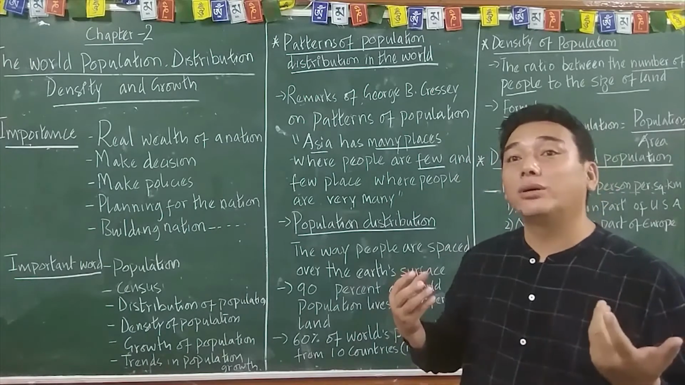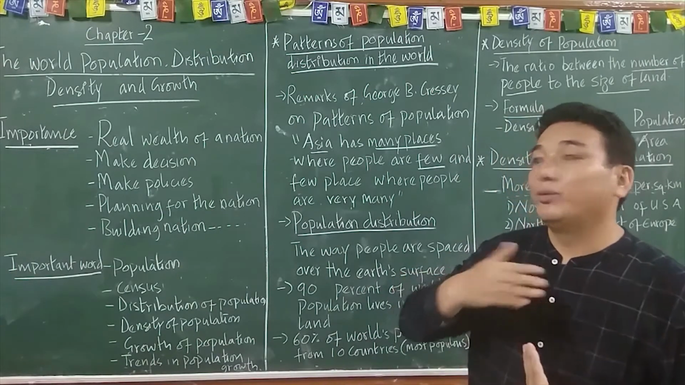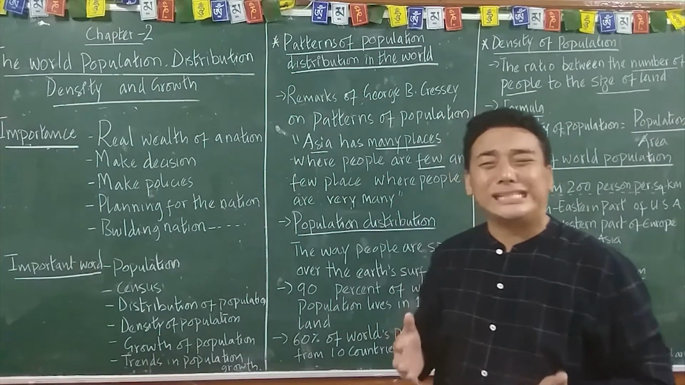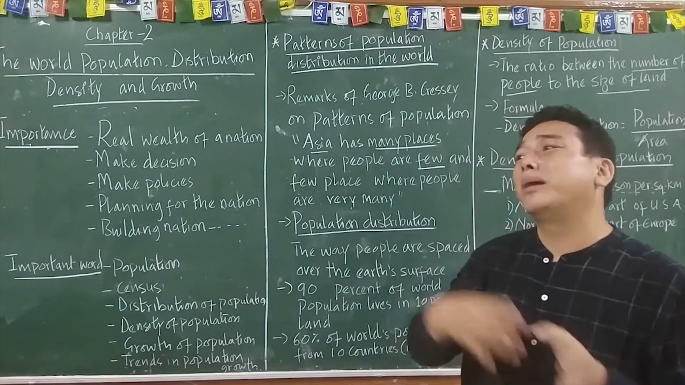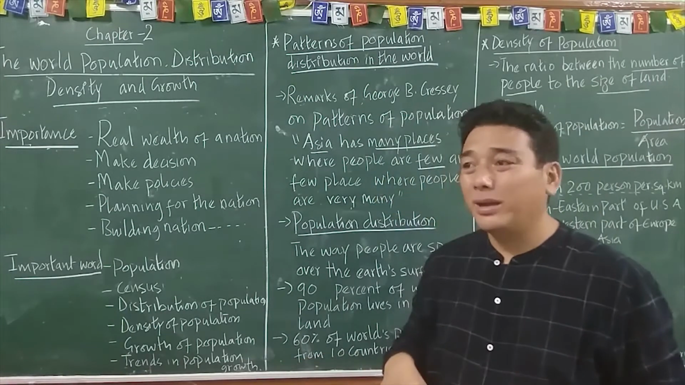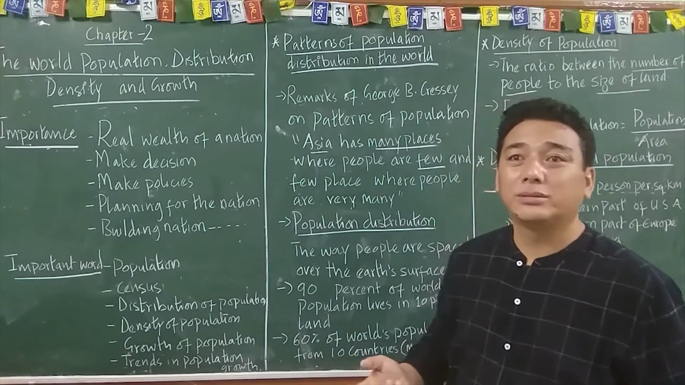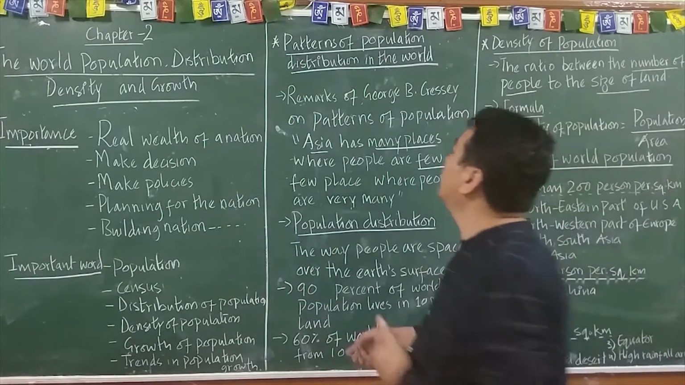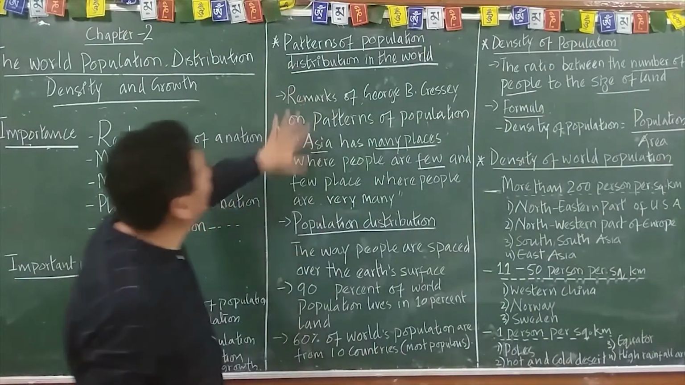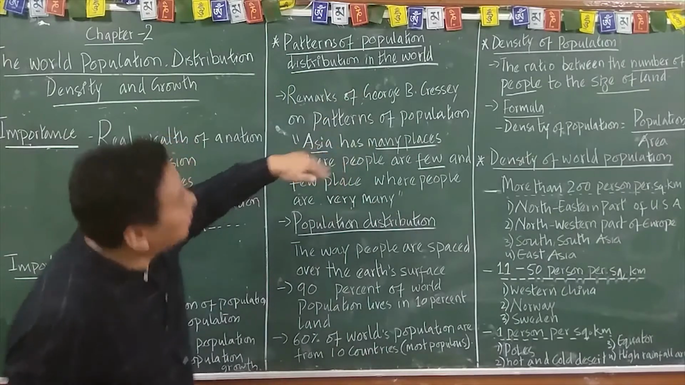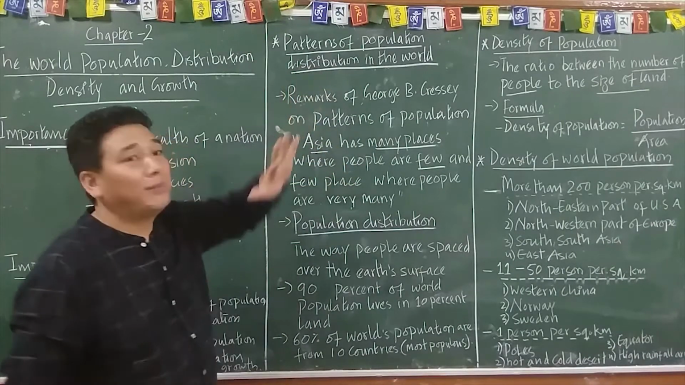And in the future, our present population is 7 billion, right? And in the future it might be 12 billion. At present it's 7 billion, so there's a huge increase in the number. Now the main topic is the patterns of population distribution in the world. Pattern.